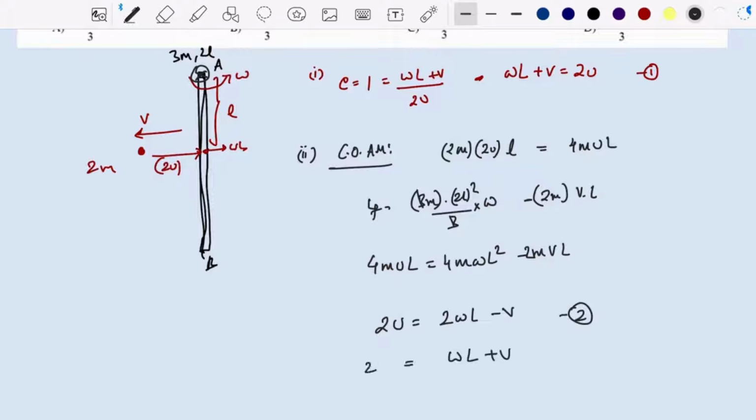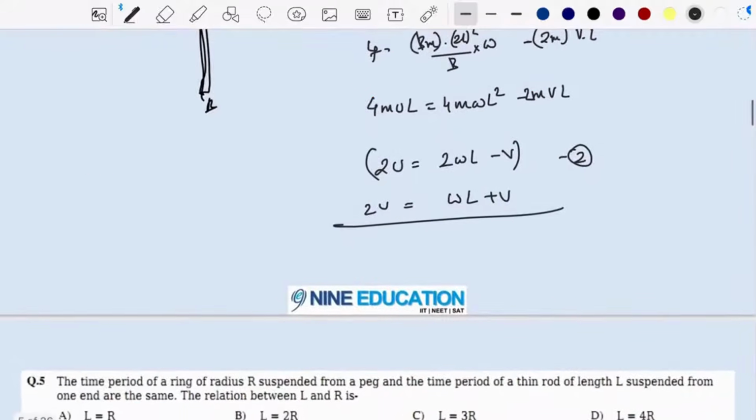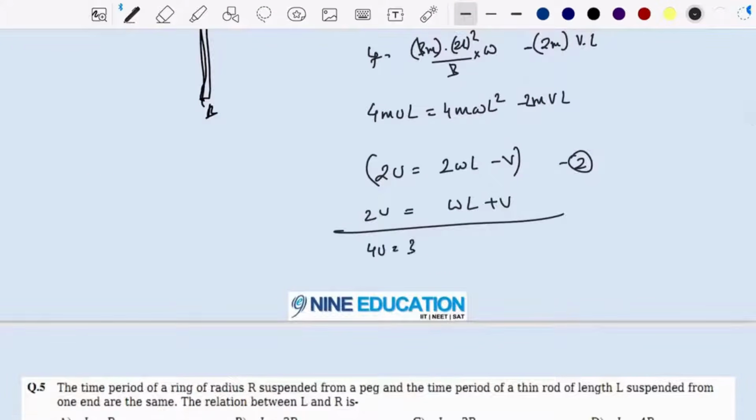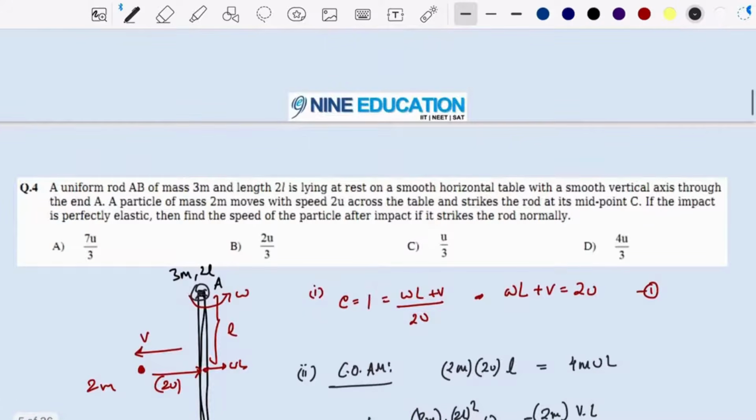And the first equation is omega L plus v is equal to 2u. So I just add both of them. v is going to get cancelled. I will get 4u is equal to 3 omega L, which gives omega L is equal to 4u by 3 and v is equal to 2u by 3. Now the question asks, what is the final speed of the particle after impact? Speed of the particle is 2u by 3.